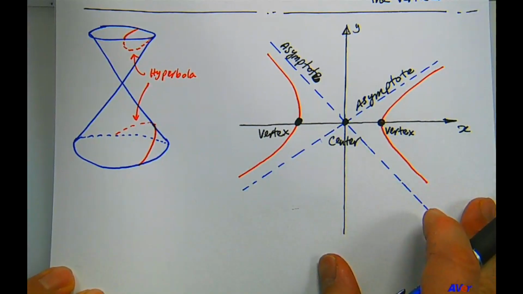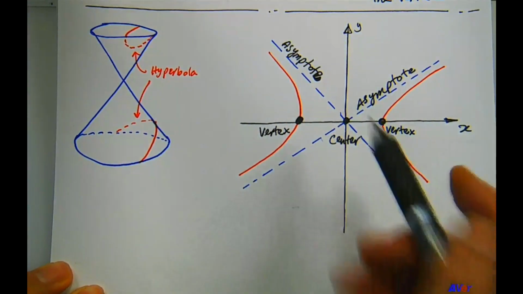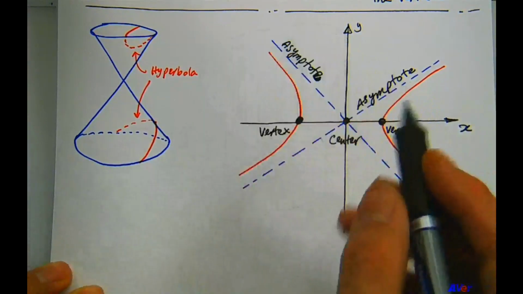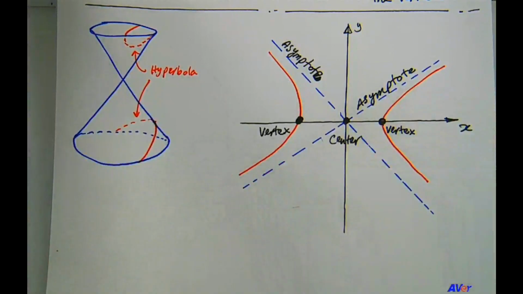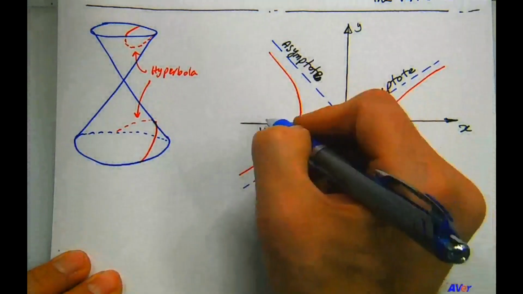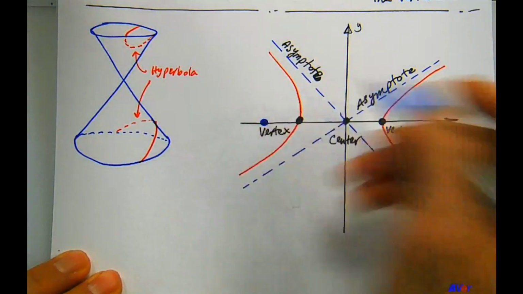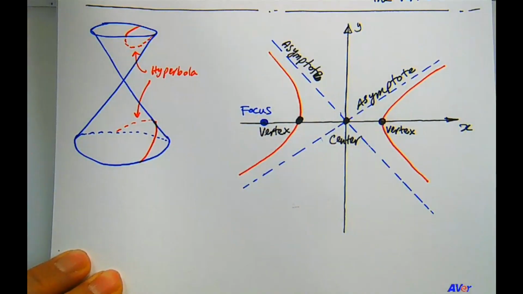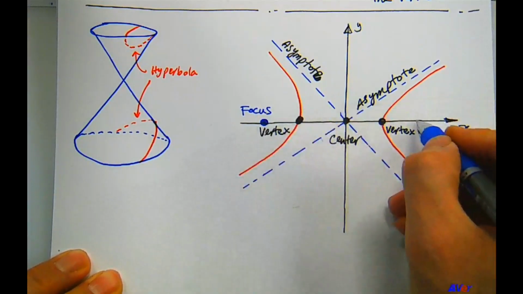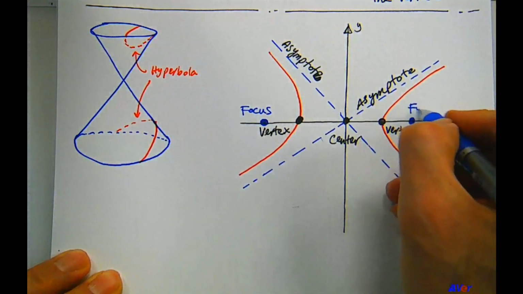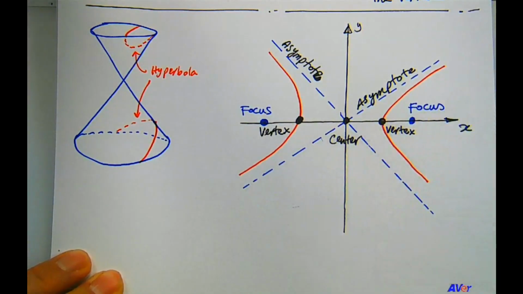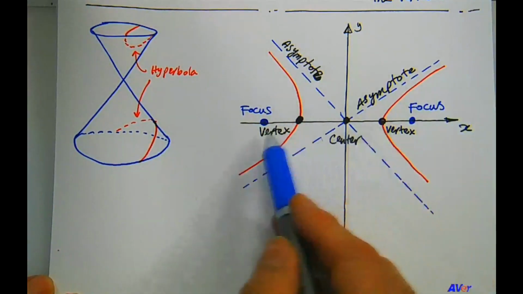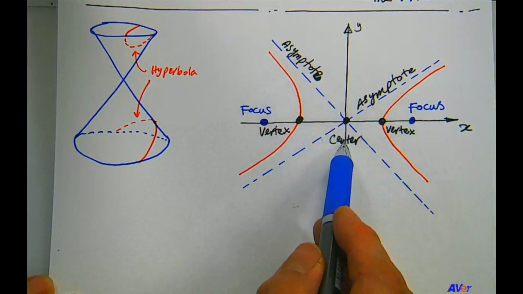Okay, and so what else should we talk about? We talked about the center, the vertex, the 2 vertices, the asymptotes. Oh, the focus. So the focus would be somewhere here, and this would be one of the 2 focal points, or foci, of the hyperbola. So that would be one focus, and this would be another focus. So we talked about the vertices, asymptotes, focus, and the center.